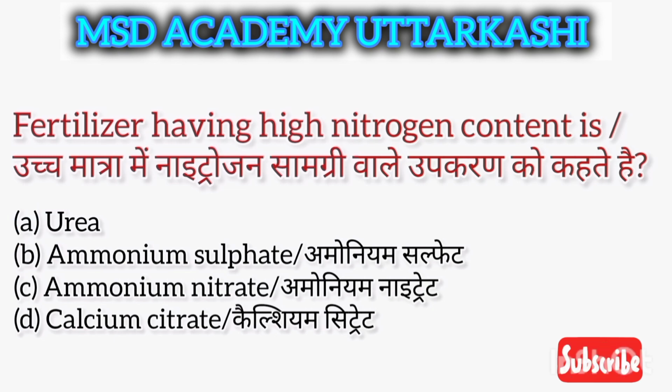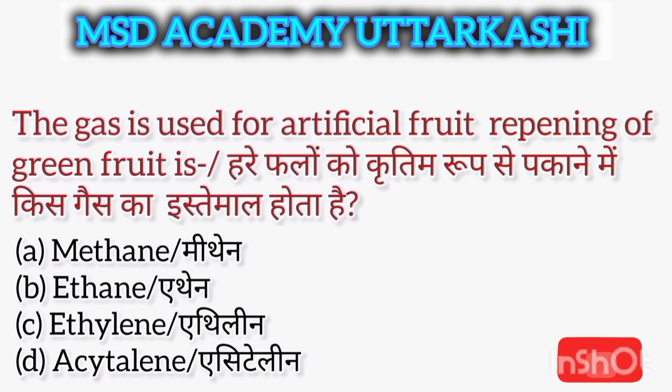Next question. The gas used for artificial fruit ripening of green fruits is option A methane, option B ethane, option C ethylene, option D acetylene. So the correct answer is option C ethylene.